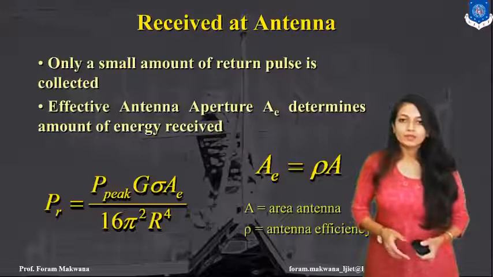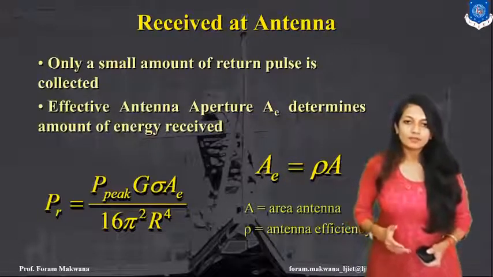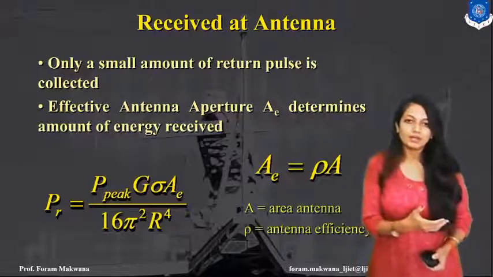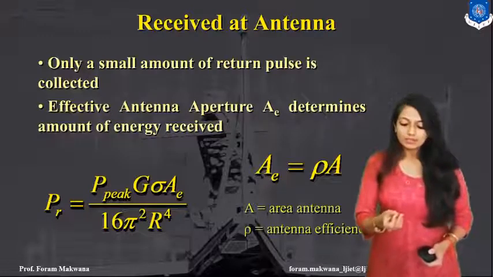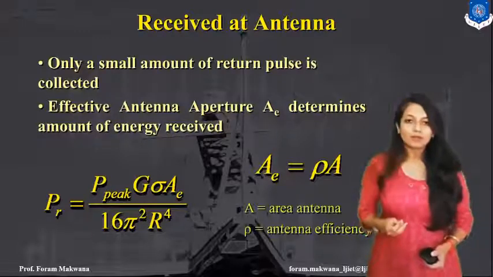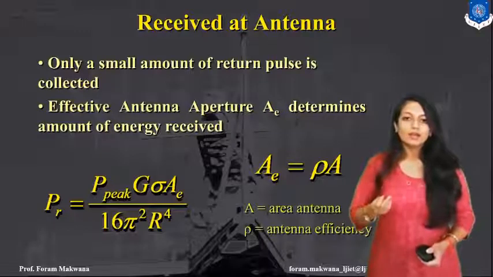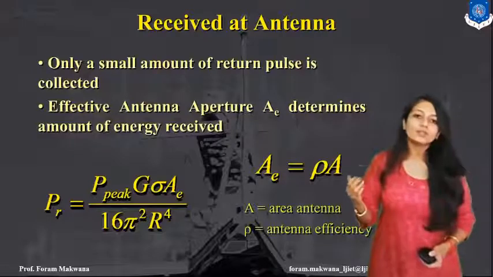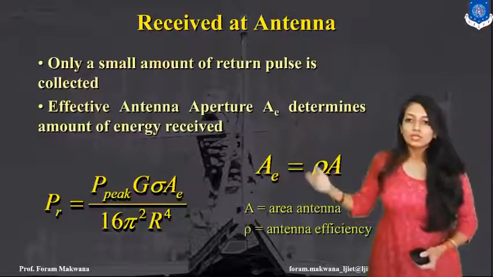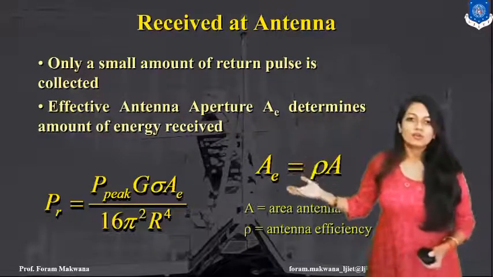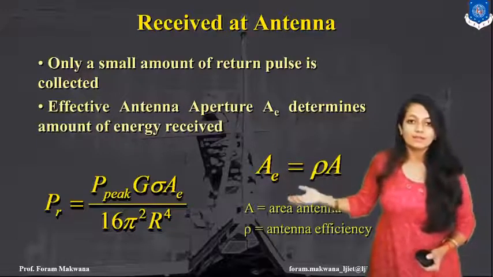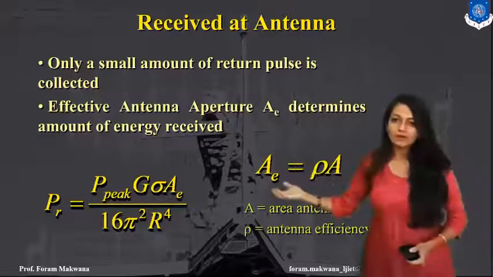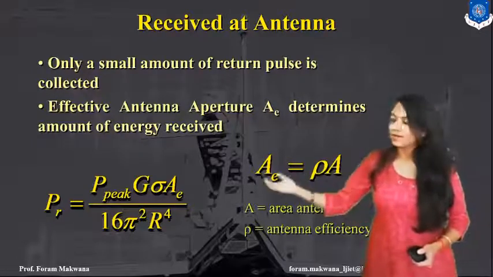So we know what the received power is, but we must also include the aperture efficiency of the antenna, because we have included range, peak power, and radar cross section. As the signal is received at the antenna, we need to include the aperture of the radar receiving antenna. So the received power is equal to peak power into gain into sigma into AE.